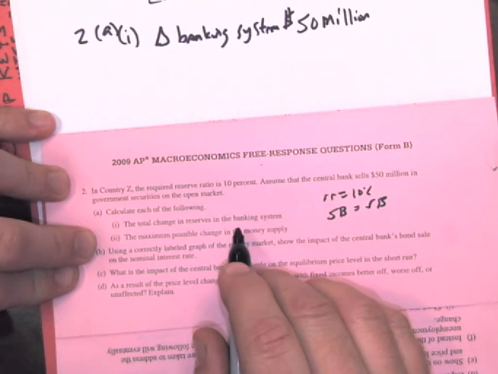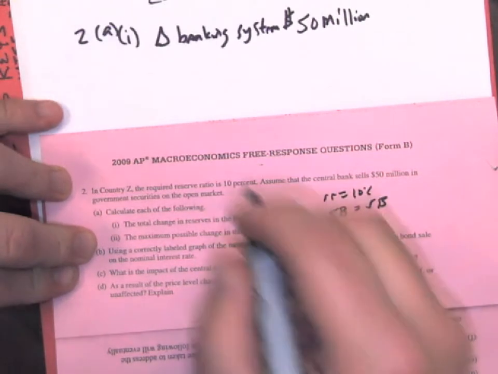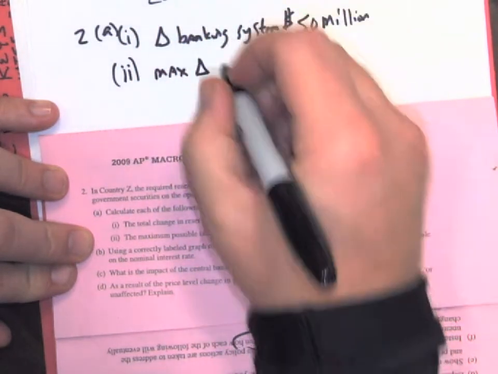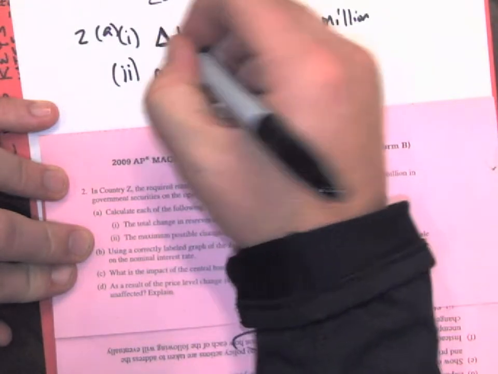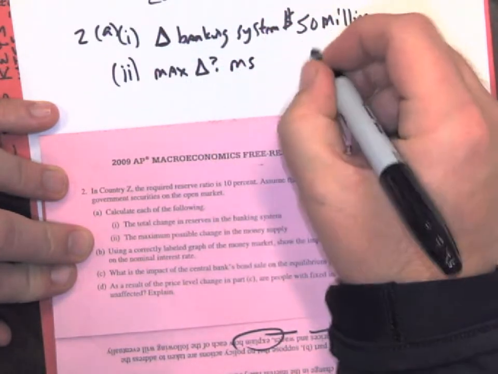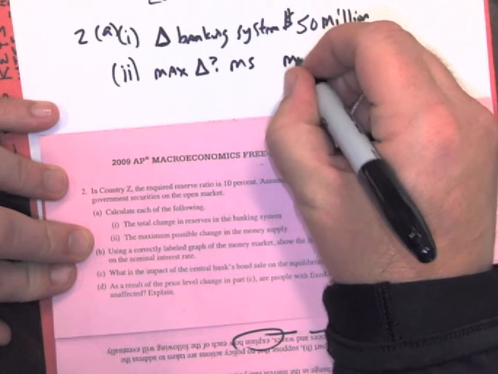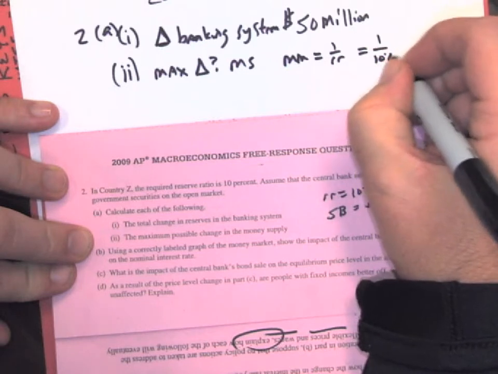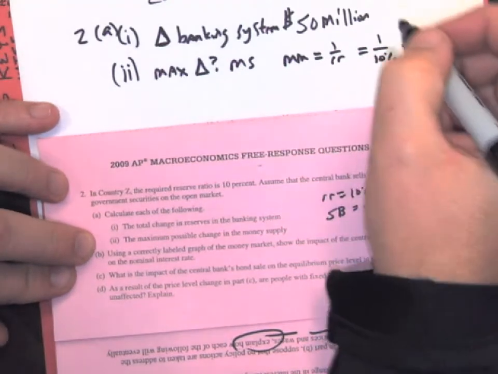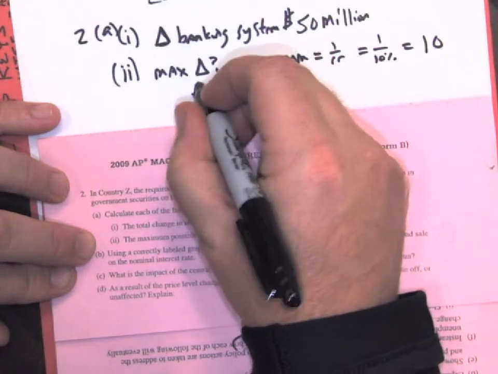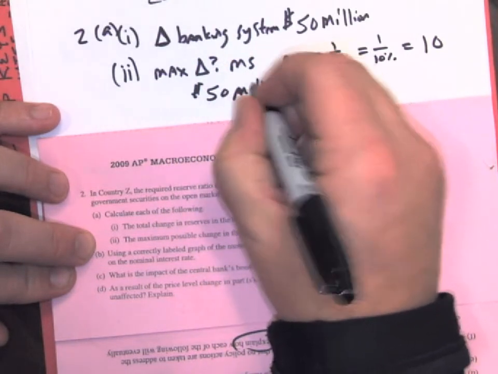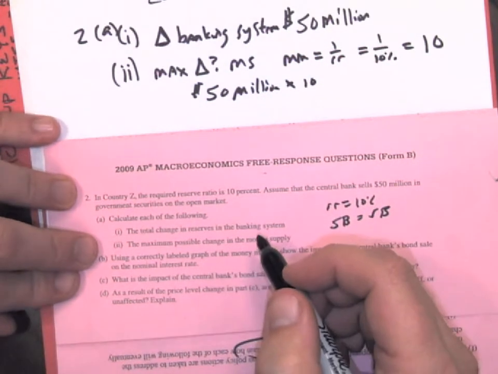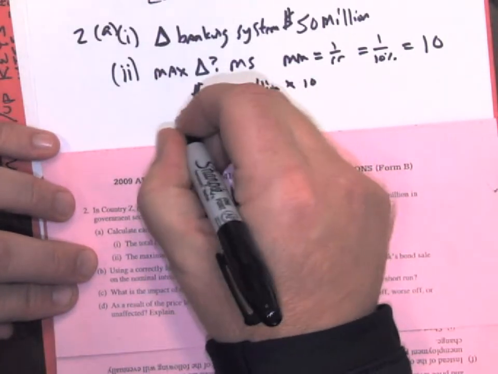The maximum possible change in the money supply. So if I have my multiplier, I know that on part II, they want to know the max change. Triangle means delta or change. So the max change in the money supply, I'm going to take my $50 million. I know that the money multiplier is equal to 1 over the reserve ratio, and for us that's 1 over 10%. That equals a money multiplier of 10. So 50 million times 10. Just 50 times 10 is going to be 500. So our change is going to be $500 million.